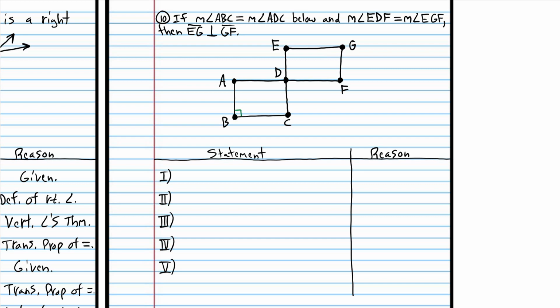So we'll start out with the given information, the information given in the picture. So angle ABC is a right angle, and that's given in the diagram. Now, that means the measure of angle ABC is equal to 90 degrees. Actually, no, that's not given, that's a definition, sorry. That's a definition of a right angle.